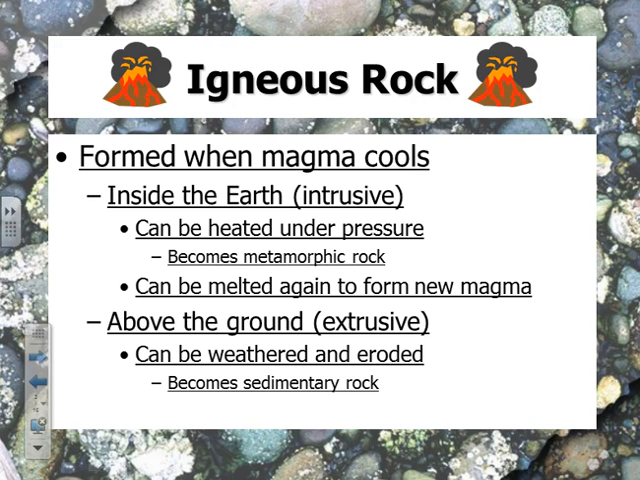Now, when an igneous rock is located above the ground, that's what we call an extrusive igneous rock. And just like all the other rocks that are located above ground, they are subject to weathering and erosion, where they can become what's called a sedimentary rock. And you'll notice that being a pattern throughout the rock cycle. That rocks that are on Earth's surface are constantly being weathered and eroded and turned into sedimentary rock.